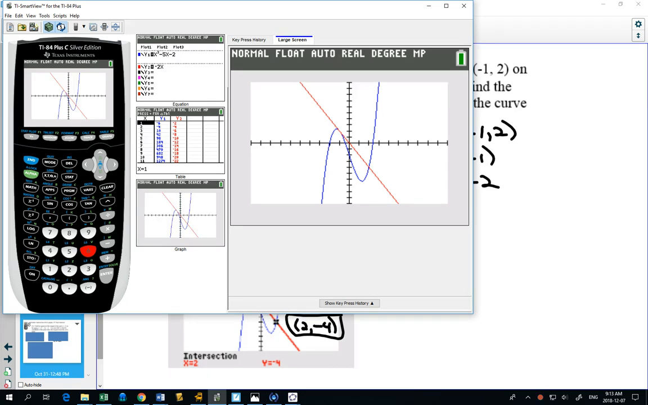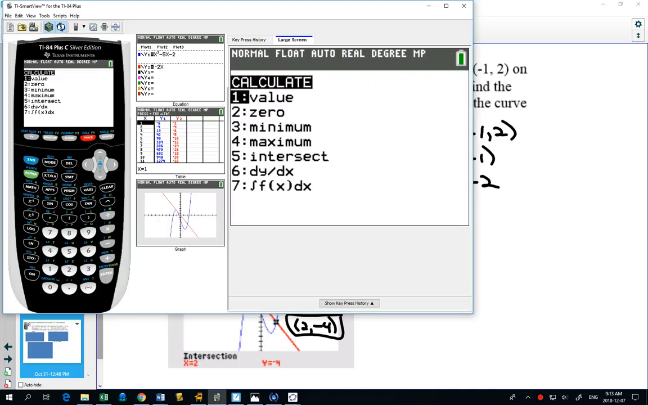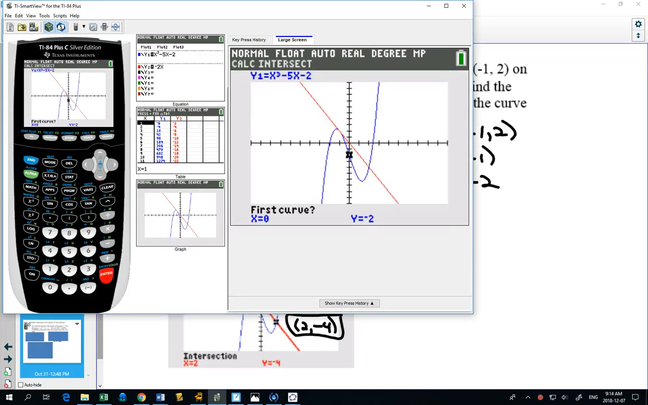But it also intersects the curve at another point. So what can we do on our calculator? A lot of stuff with graphing that you can solve for is all under the calculate button above trace. So if you go second and trace, this menu comes up. It lets you find specific values on your graph, x-intercepts, minimums, maximums. In this case, we want to go down to number 5 and find where these graphs intersect.